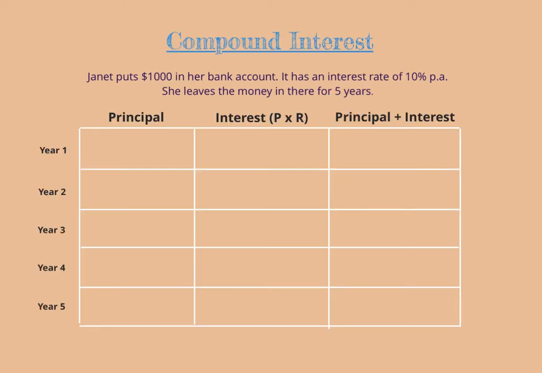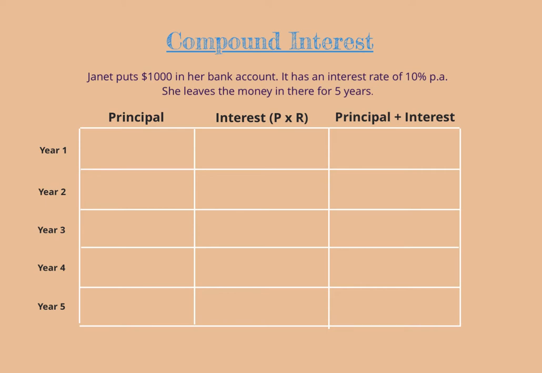Now let's look at that same situation with Janet and her $1,000, but this time we're going to be using compound interest. So compound interest is basically where you earn interest on the interest that you've already earned. So essentially, the longer your money stays in the bank, the more money that you make in interest. So let's do this example and hopefully it will make a bit more sense to you.